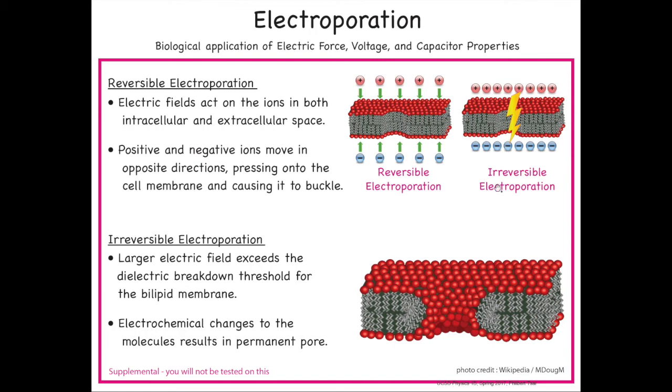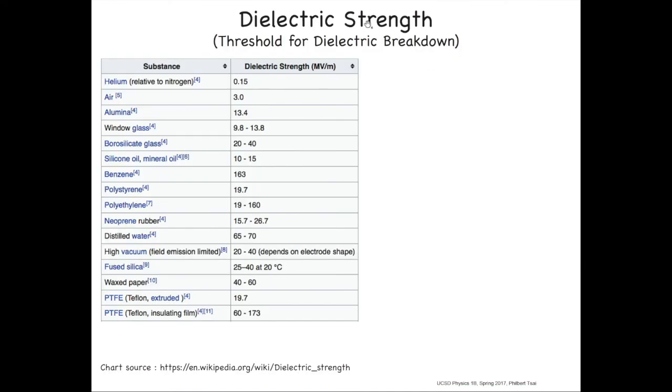And so in this case, we have the electric field that's applied to the cell exceeding the dielectric strength of this membrane, and it becomes conducting, and you get a lightning strike across the membrane, and that damages the membrane and creates a permanent pore to open. And that's called irreversible electroporation. So I'll show here a table of the dielectric strengths of various materials. This should not be confused with the similarly termed dielectric constant.